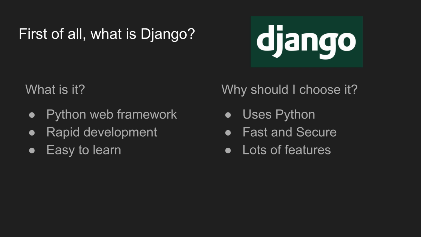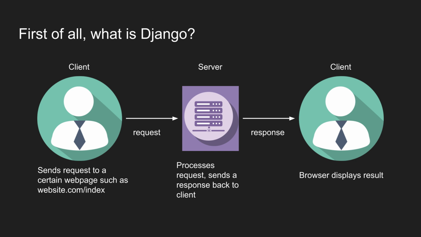Django is also built to be fast and secure, which is really important in web development. There are lots of precautions taken in Django to make its apps secure. One last thing about Django is that it has a lot of built-in features that can help you make an app faster.